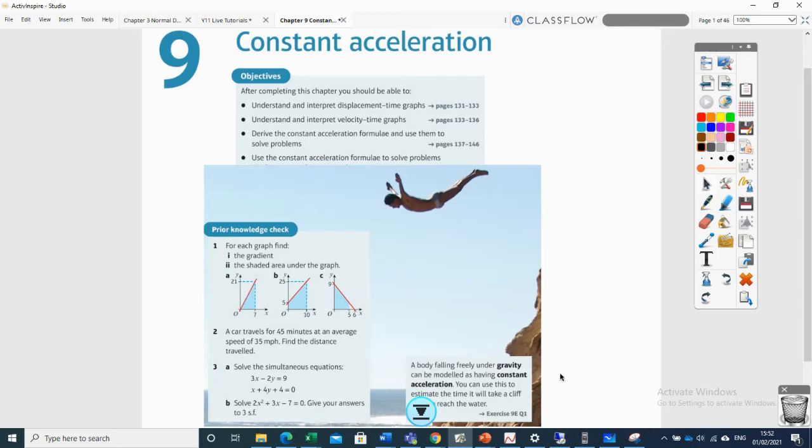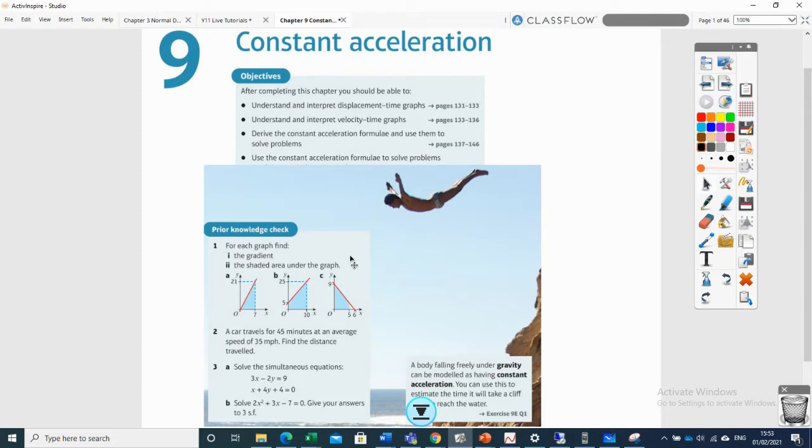Welcome to Chapter 9 of Year 1 of the Applied Mathematics course. In this chapter we look at constant acceleration. There are 4 different things we look at. First of all, I look at displacement time graphs, which is this video. We then go on to velocity time graphs. We then derive the formulas for constant acceleration, and then we use those formulas to solve various types of problem.